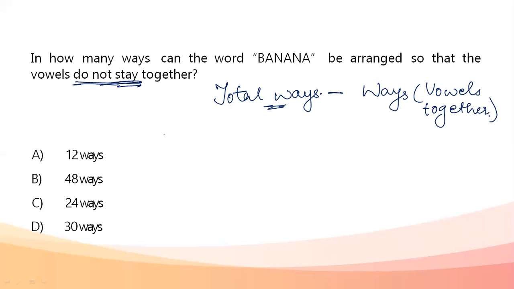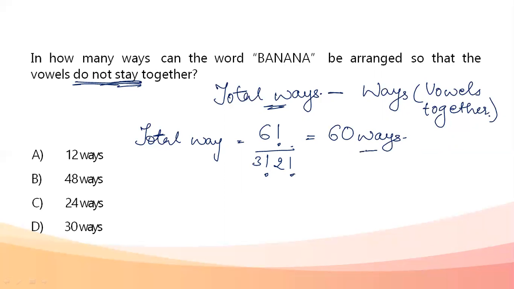Okay, now the total number of ways. Banana is a 1, 2, 3, 4, 5, 6, six-lettered word. But there is repetition. A is coming 3 times, N is coming 2 times. If there is repetition, I divide by the repetition. So the total number of ways becomes 6 factorial divided by 3 factorial, 2 factorial. When you do this, it comes out to be 60 ways. So in all these 60 ways, the word banana can be arranged, because if I put this A first or this A first, it does not make much difference.